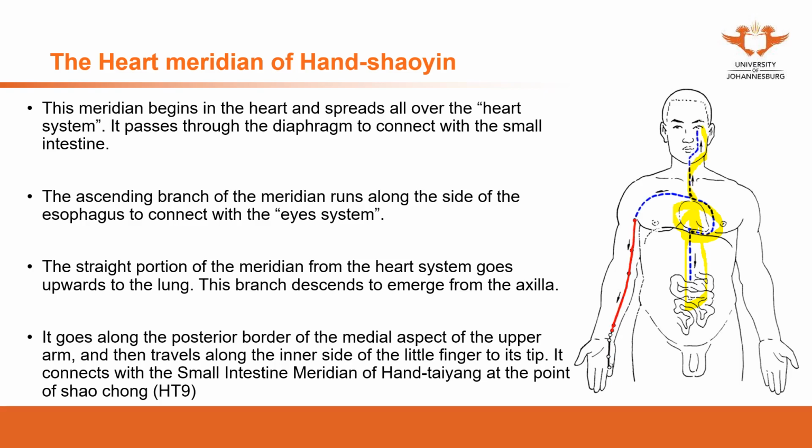There's another branch that goes through the lung and emerges from the axilla. It goes along the posterior border of the medial aspect of the upper arm, and travels along the inner side of the little finger to the tip. They travel from here all the way down to the little finger, and connect with the small intestine meridian.